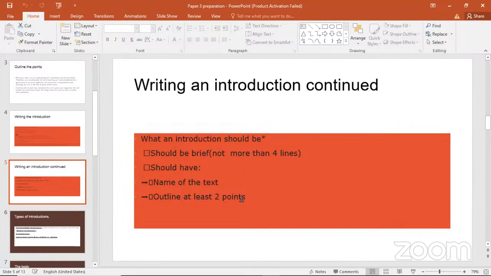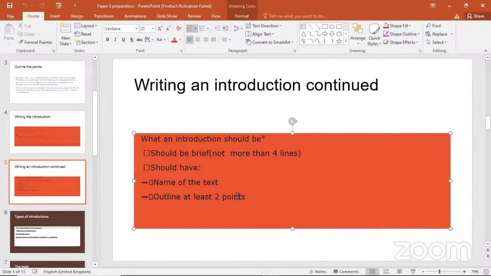You can outline at least 2 points. This one is not a must because, as we are going to see, there are different types of introductions, but you can outline at least 2 points. Those are some of the things that you should have in your introduction. If you decide to go with outlining of points, outline at least 2 points.